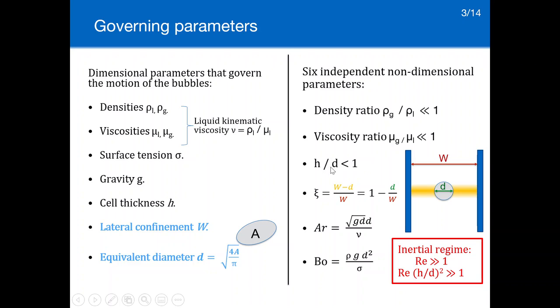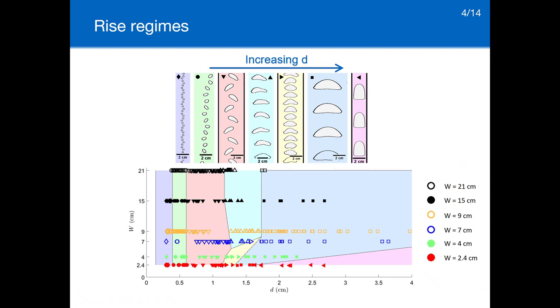This parameter h over d is always less than 1, which means that bubbles are flattened between the two plates of the cell. This parameter xi is a non-dimensional measure of the space available for the fluid to move between the bubble and the lateral walls, and then there are the Archimedes and the Bond numbers. It is important to highlight that we are in an inertial regime. The Reynolds number and the Reynolds number in the cell are both greater than 1, which means that the regime is inertial even though we are in a thin-gap cell.